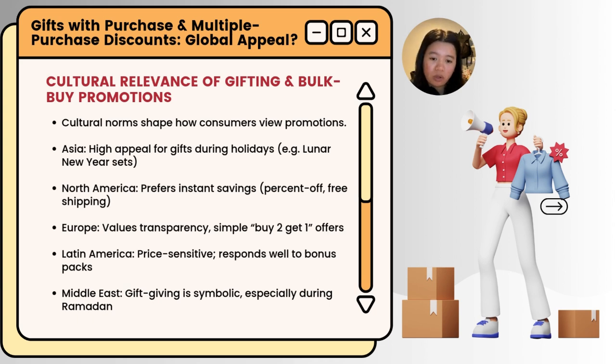In North America, consumers prefer instant gratification. Think percentage discounts or free shipping. They want deals that feel direct and measurable. For Europeans, they are all about transparency and fairness. Straightforward buy-two-get-one types of deals are more appealing than ambitious bundles.